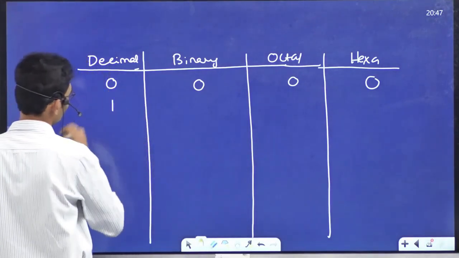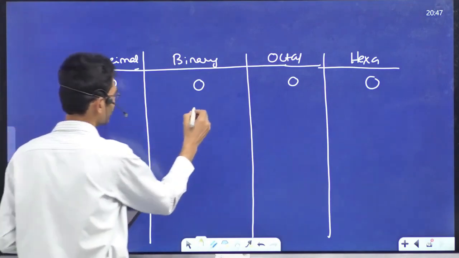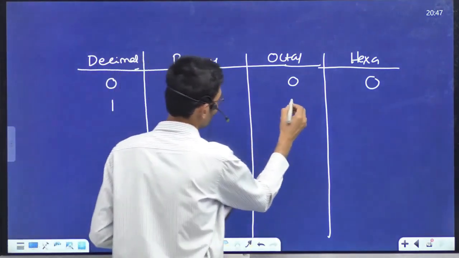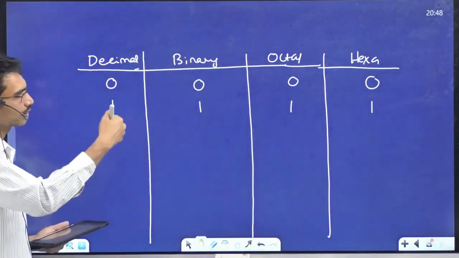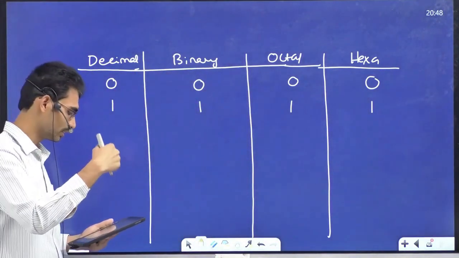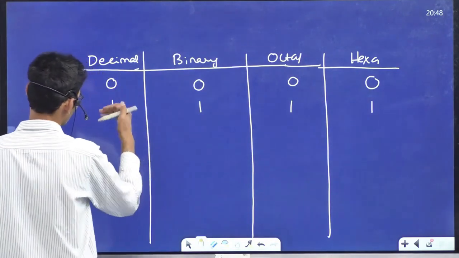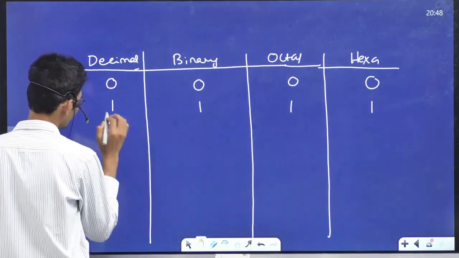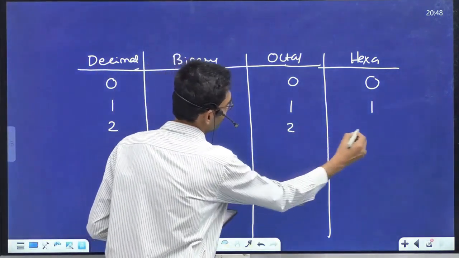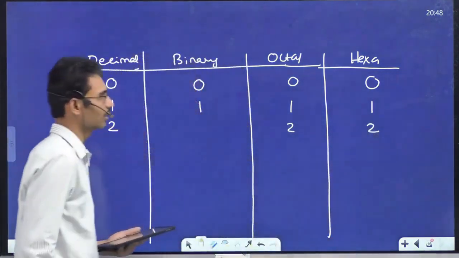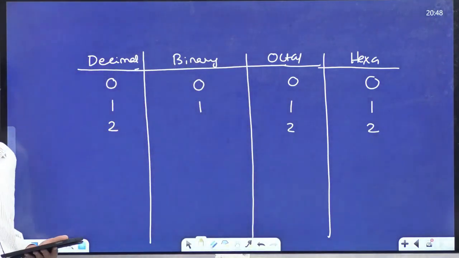1 in decimal is the same, here also 1, 1, 1, no issue. Now from the third one the difference starts. Here 0 1 2 is available. In octal also 2 is available, hexa also 2 is available, but in binary 2 is not available.